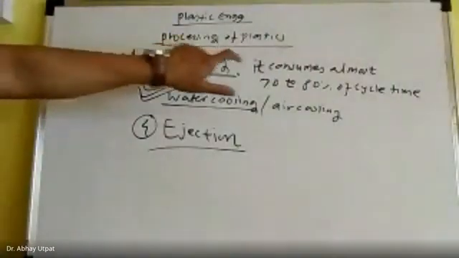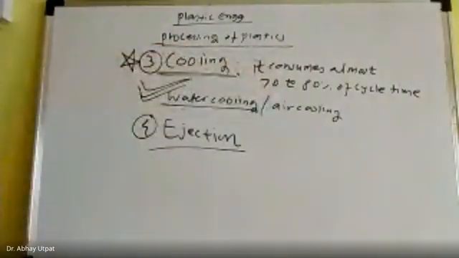And I repeat this statement once again, out of the complete cycle of injection molding, 70 to 80% of the cycle time is used for cooling purpose, because if there is improper cooling, there will be distortion of the component.